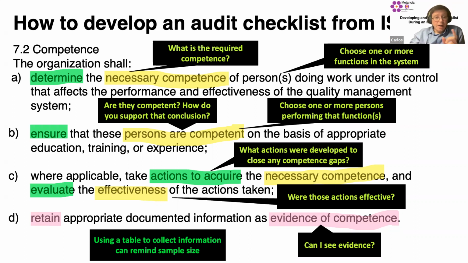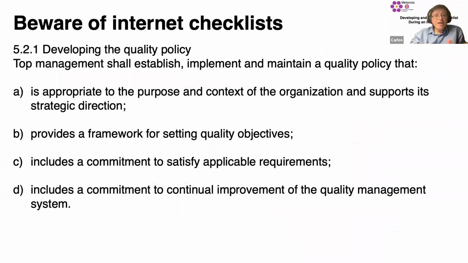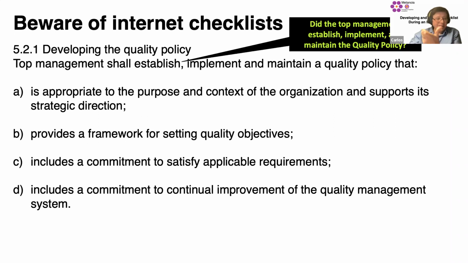One more thing about the checklist regarding ISO 9001: be aware of internet checklists if you don't make some changes. Consider this example. You are auditing top management and you start your internal audit with a question about the quality policy. You ask something like this, which I took directly from an internet checklist: did the top management establish, implement, and maintain the quality policy?